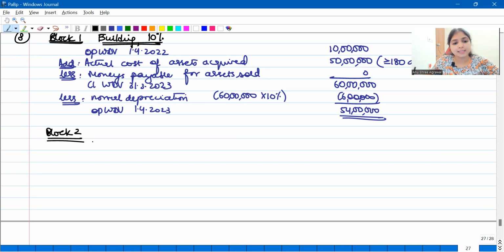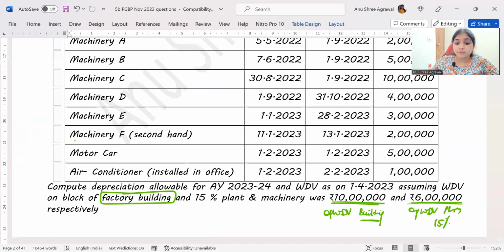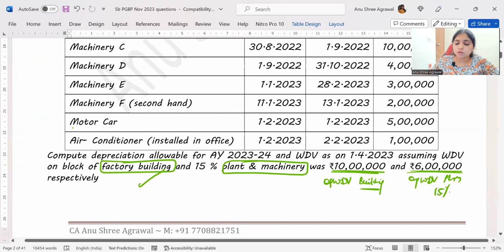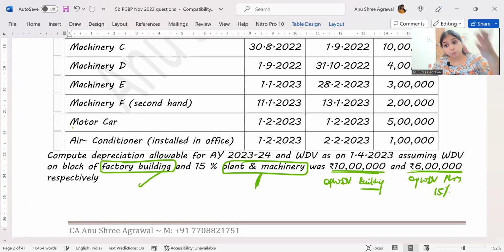Block 2, what's your category, guys? Which kind of assets are we talking about in block 2? We have one more asset, no, for which they have given us opening WDV. Let's finish off these two. So block 2, let's say plant and machinery. Now within plant and machinery, we have so many depreciation rates. We have 15%, we have 30%, we have 40%. And remember, we have 45% also. We had discussed. So 4 rates we have.